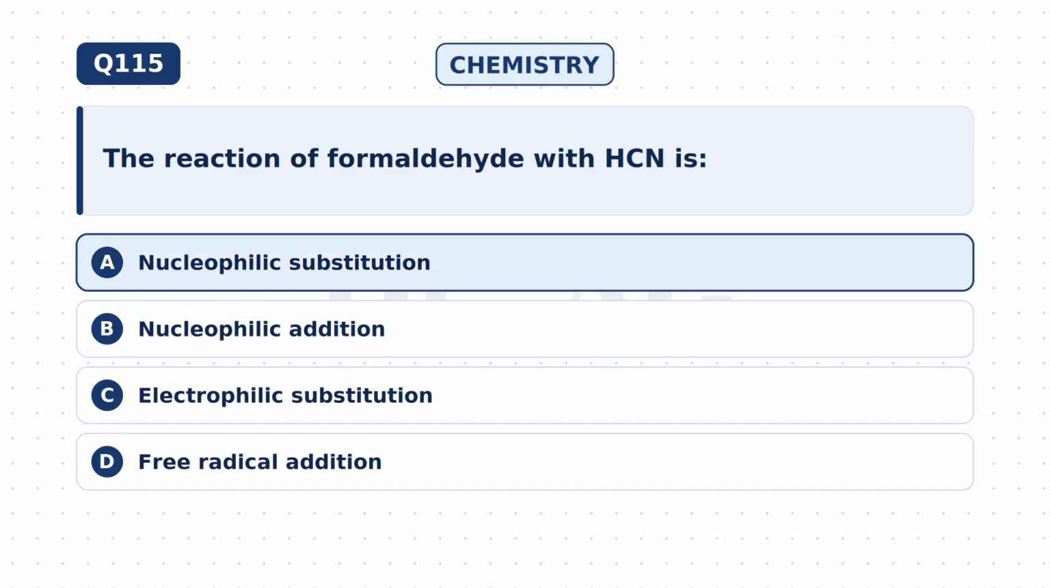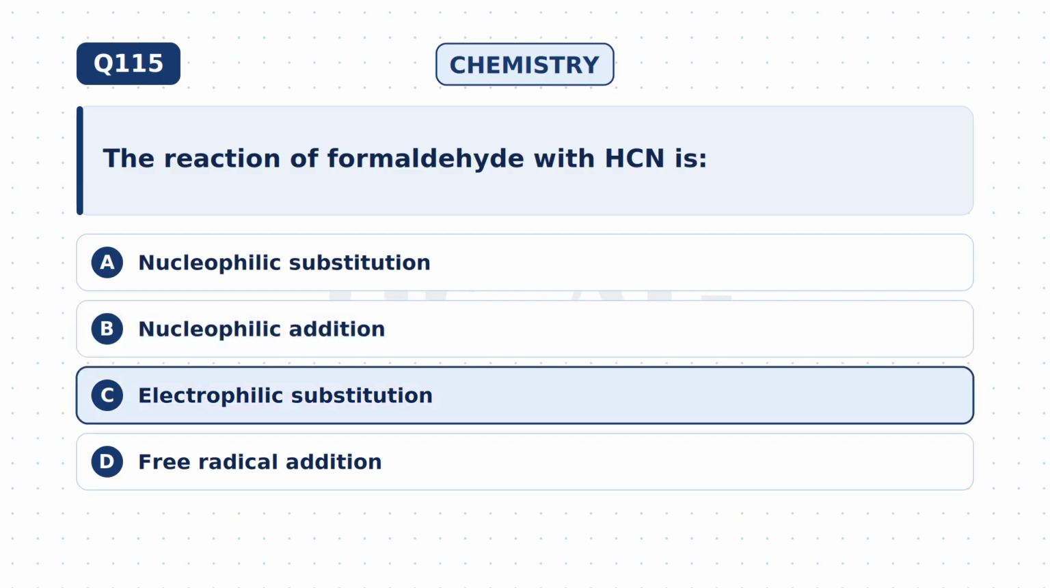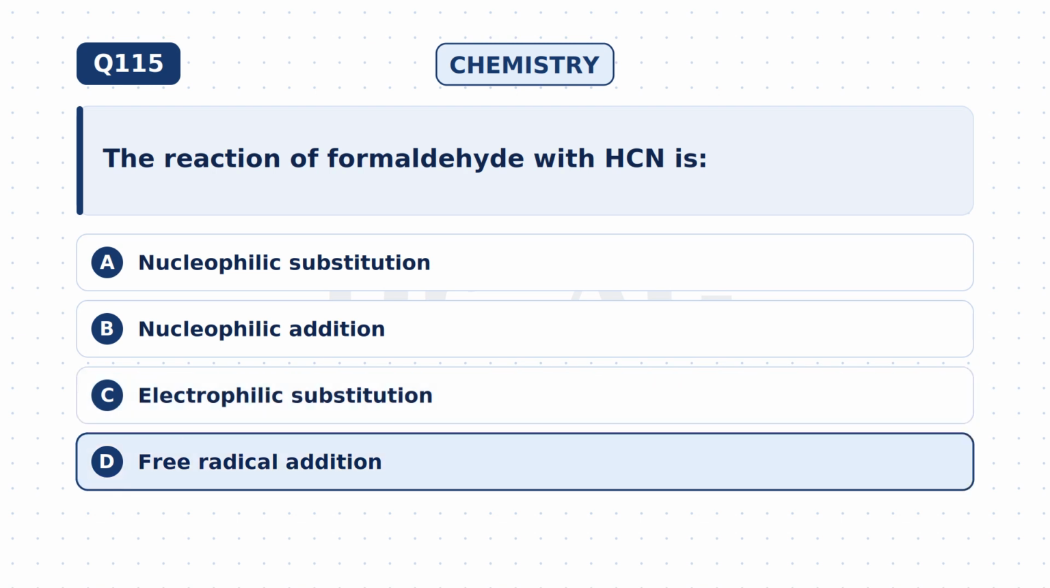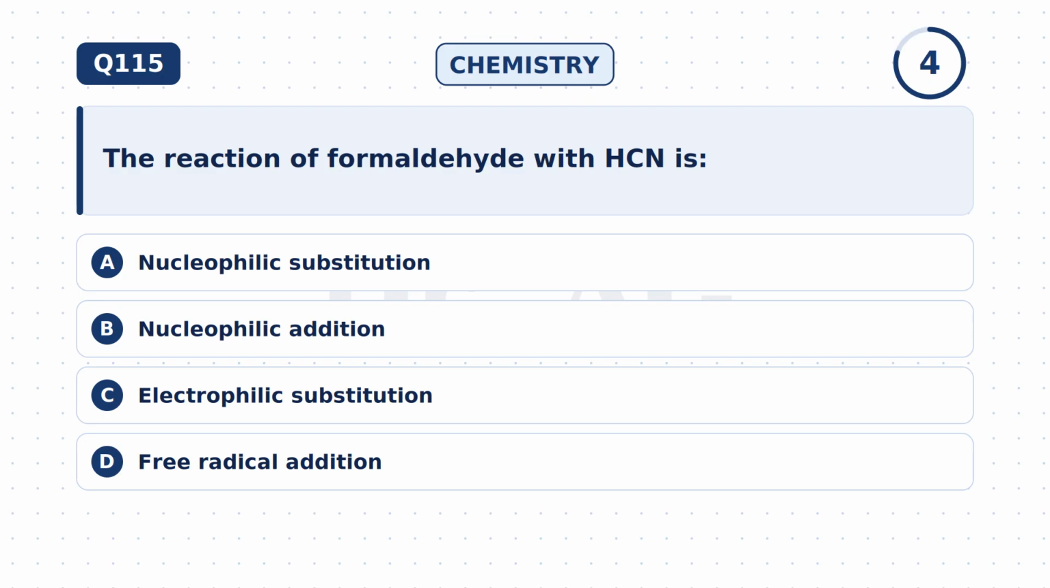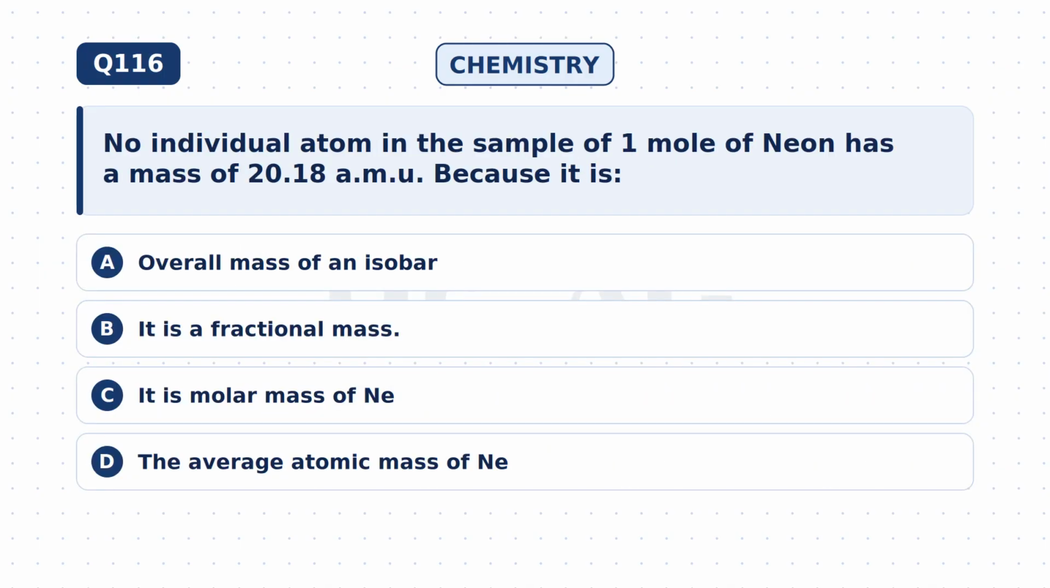Question 115. The reaction of formaldehyde with HCN is. Option A, nucleophilic substitution. Option B, nucleophilic addition. Option C, electrophilic substitution. Option D, free radical addition. The correct answer is B. Nucleophilic addition.